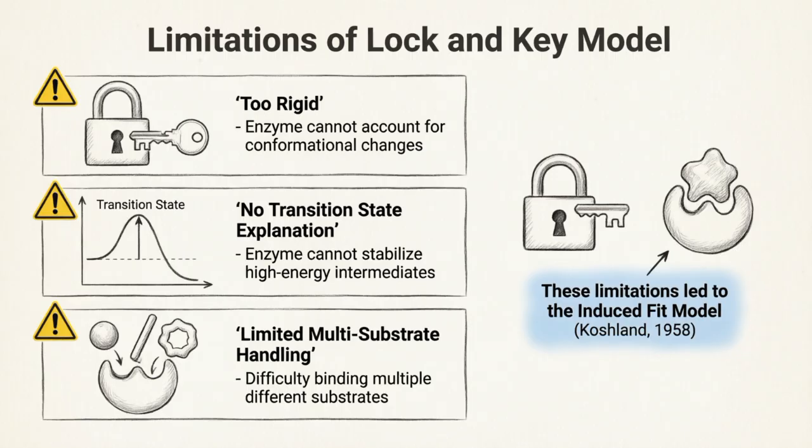Limitation 2, no transition state explanation. The enzyme cannot stabilize high-energy intermediates. This is a crucial blind spot. Enzymes don't just bind substrates, they specifically stabilize the transition state, which is the most unstable arrangement of atoms during a reaction. By stabilizing this peak, enzymes lower the activation energy. Fisher's model only shows a perfect fit for the substrate, completely ignoring this critical transition phase.